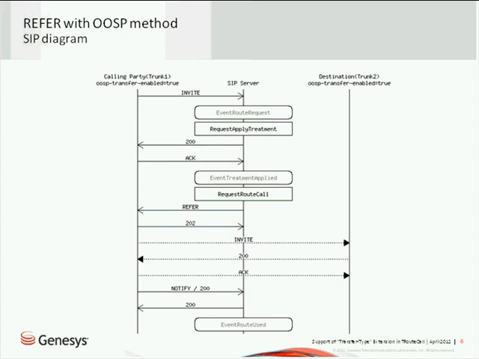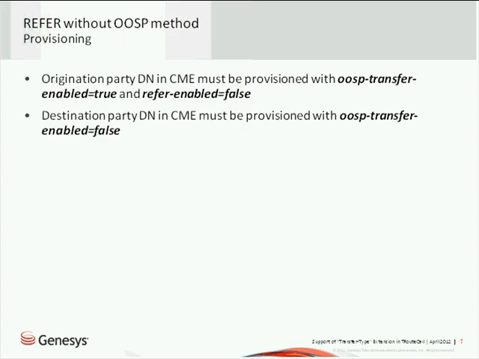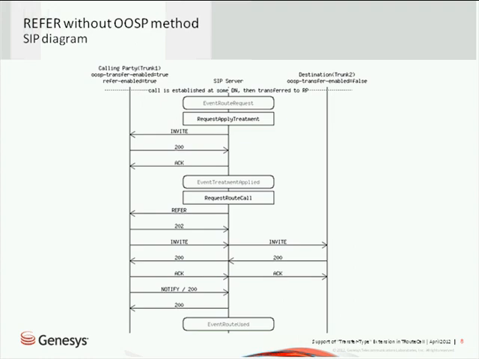The third method of routing is pretty much the same as refer with getting out of signaling path, and provisioning requires OSP transfer enabled and refer enabled options being set to true and false at origination, and it must be set to false at destination trunk. Here is how this SIP diagram will look.